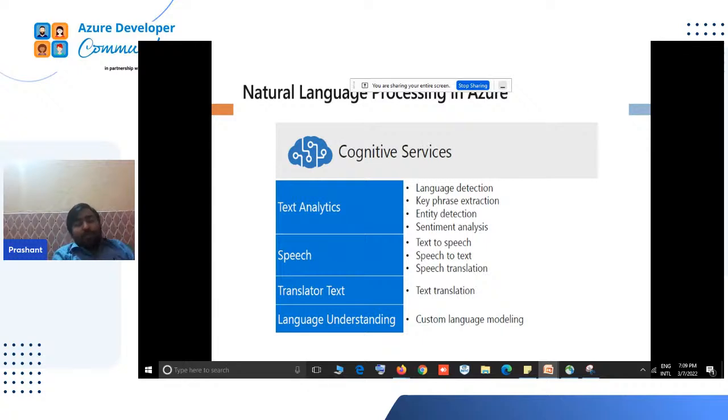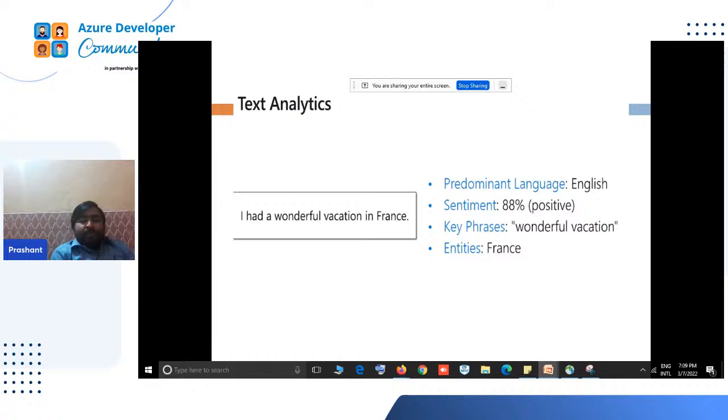We can also do custom language modeling, because a phrase or a sentence can be written in multiple ways. Over there, this language understanding can greatly help. For example, this is text analytics. Given a sentence like "I had a wonderful vacation in France," this is the analysis provided by the corresponding service. It is telling us that the predominant language is English, and it is giving the sentiment to be positive, like we can see from the use of the word "wonderful." The key phrase it has extracted is "wonderful vacation," and the entity it talks about is France.